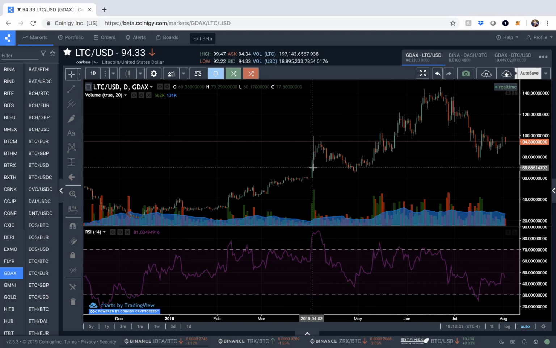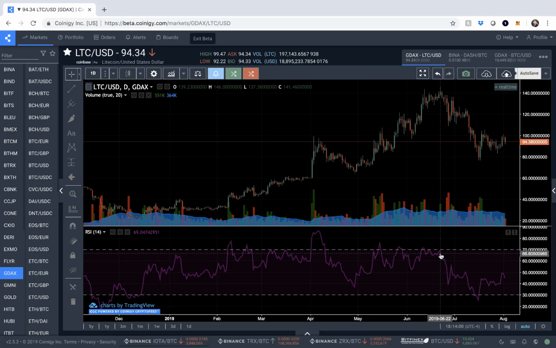In April, Litecoin hit a new six-month high. It traded all the way up to $95 a coin. And the RSI was very overbought. It reached 85. And then the market consolidated for a little bit, and then it started to rally again in May. Finally, we got another breakout in the price of Litecoin where it went to 140.